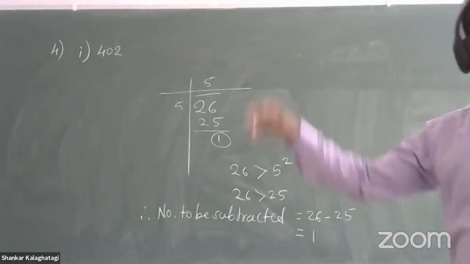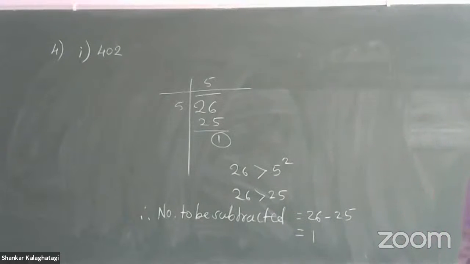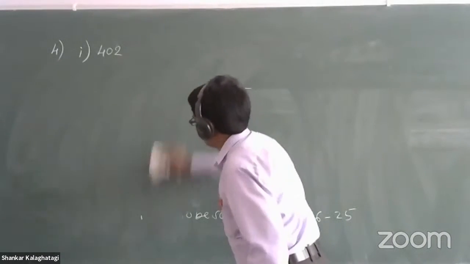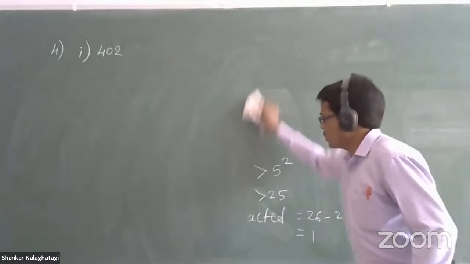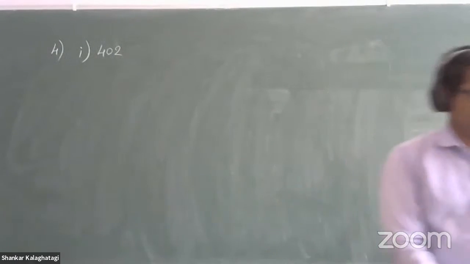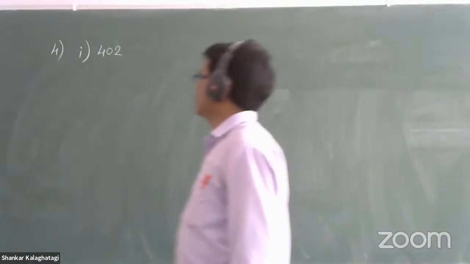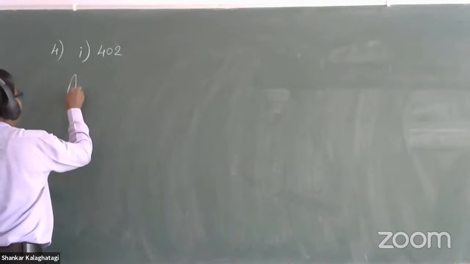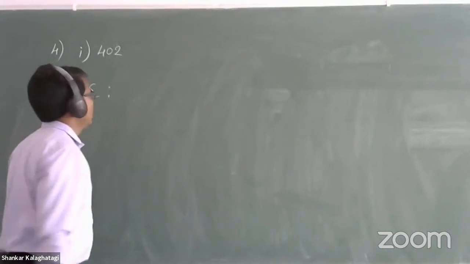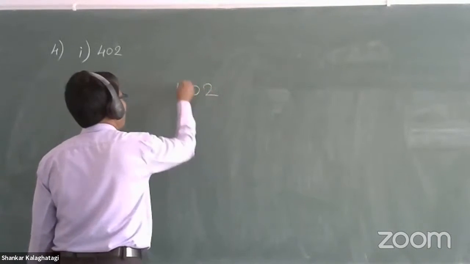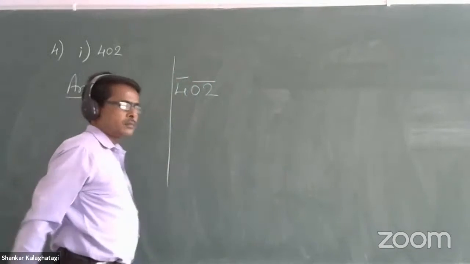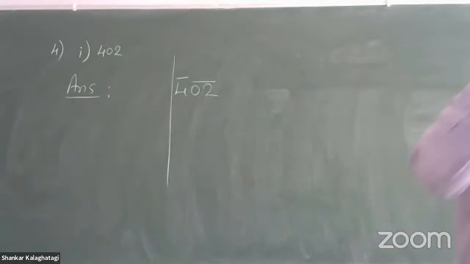Now 402. Can you tell me for 402, how much should be subtracted from this? 400 is square of which number? 400 is square of which number? 402. Make groups, starting from here, 2 groups. Find out. Be fast.